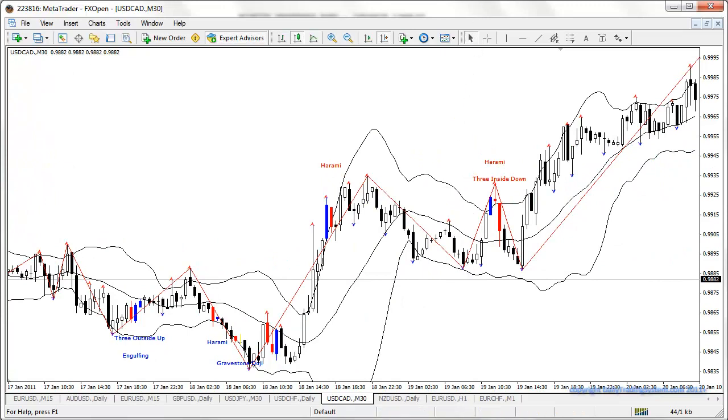Well, this is another example right here. But again, these are all small examples. I'm not really looking for these small examples. This one, the three inside down, obviously that's not because it's a three inside down, but we want this little middle candle to be above the blue one, where the real body is on it.